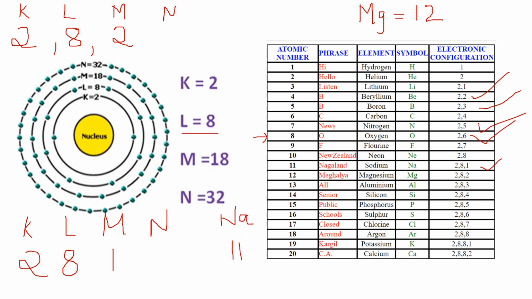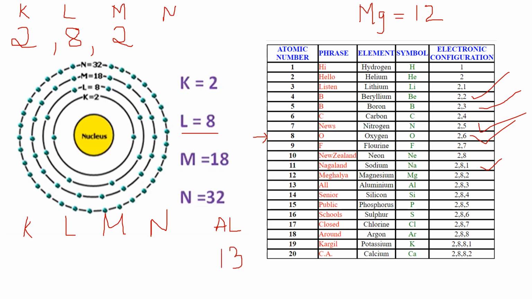Then magnesium we have looked at. So 2 comma 8 comma 2 is the electronic configuration of magnesium. Likewise, we have aluminium. Let us look at aluminium. What is the symbolic representation? It is Al, and the atomic number for aluminium is 13.